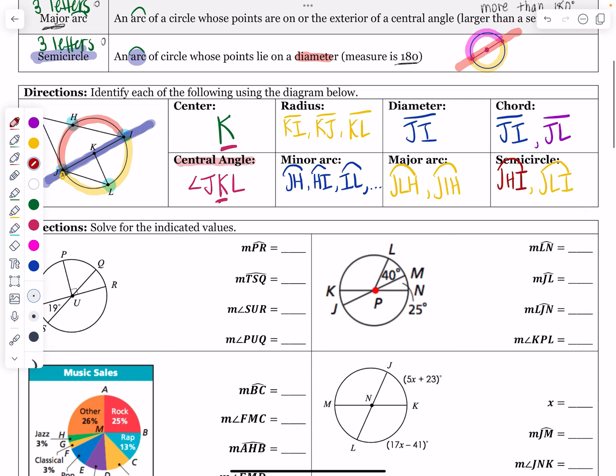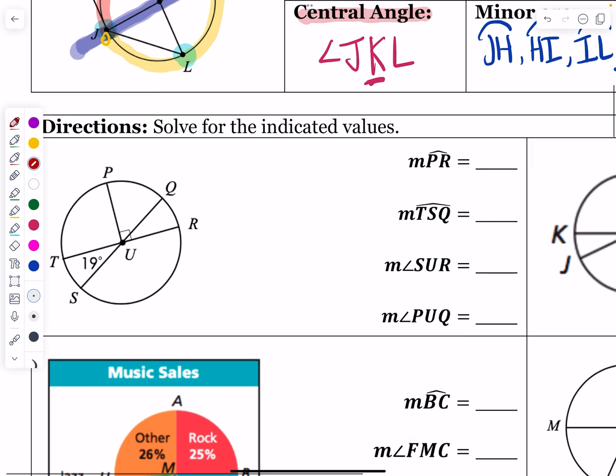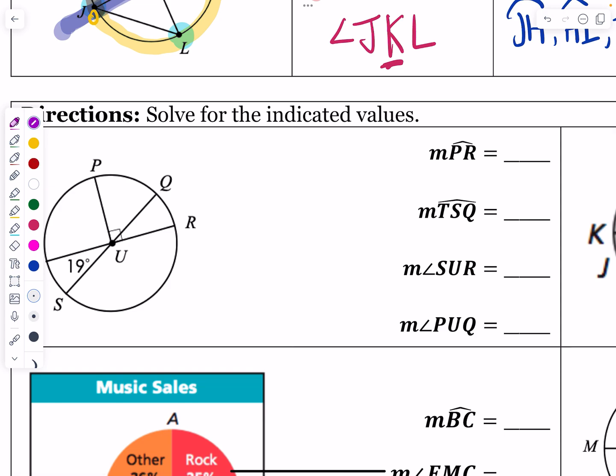All right, we are going to solve for the indicated values. Now I want you to notice that the first 2 questions ask for the measure of arcs. The next 2 questions ask for the measure of the angles. And remember that these are going to give us the same amount. The central angle should always match the measure of the arc that is intercepted. So when we ask, what is the measure of P to R?